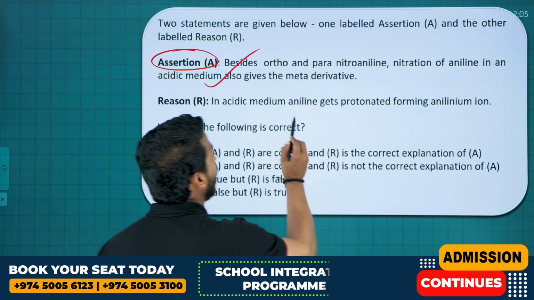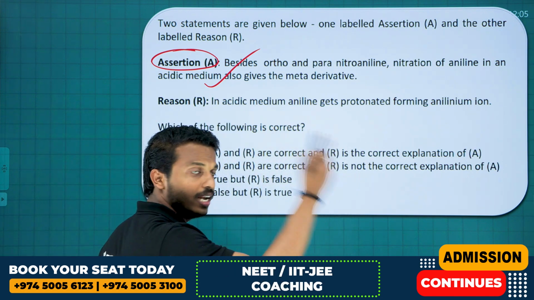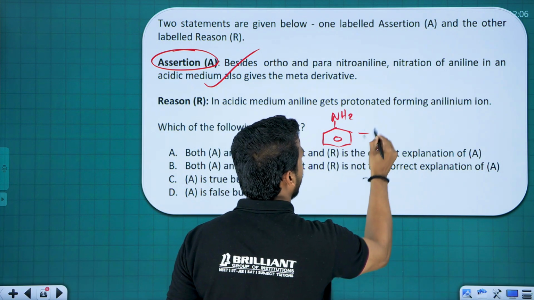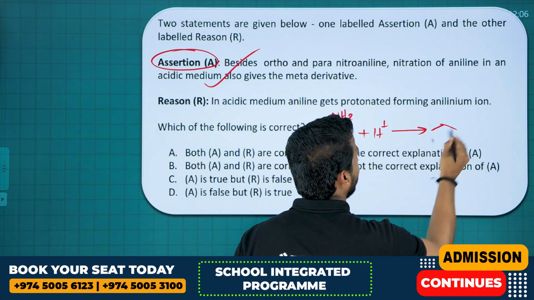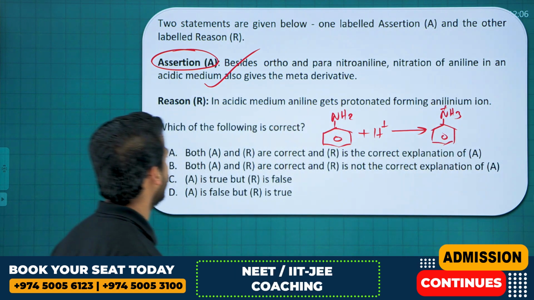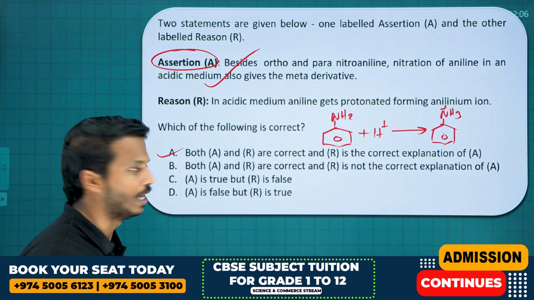In acidic medium, aniline gets protonated, forming anilinium ion. You know aniline reacts with the strong acidic medium and forms what? Anilinium ion, that is NH3 plus. It's a meta-directing group. So both are correct and the reason is the correct explanation, right?